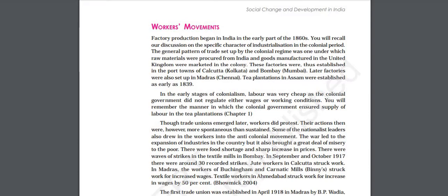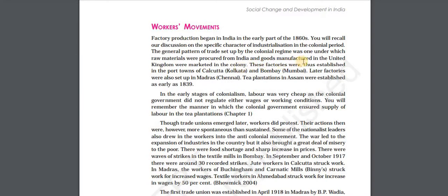You will recall our discussion on a specific character of industrialization in the colonial period. The general pattern of trade set by the colonial regime was one under which raw materials were produced in India and goods manufactured in the United Kingdom were marketed in the colony.